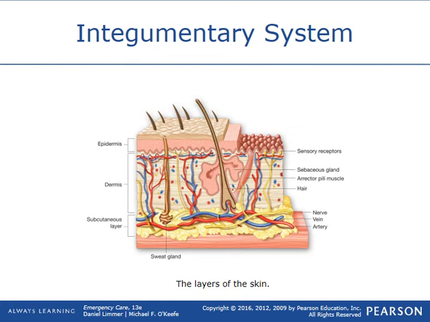Diagram of the skin, showing the epidermis as the outer layer with the hair follicles, your dermis, which is going to have the sebaceous gland, arrector pili muscle, and the hair root, and then you're going to see in the subcutaneous layer the sweat glands, nerve, veins, arteries, and the fatty tissue.